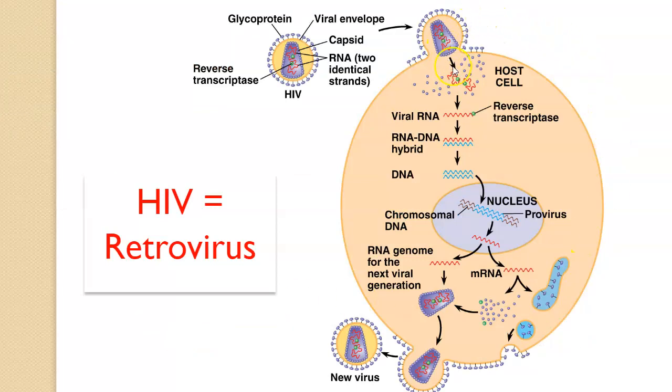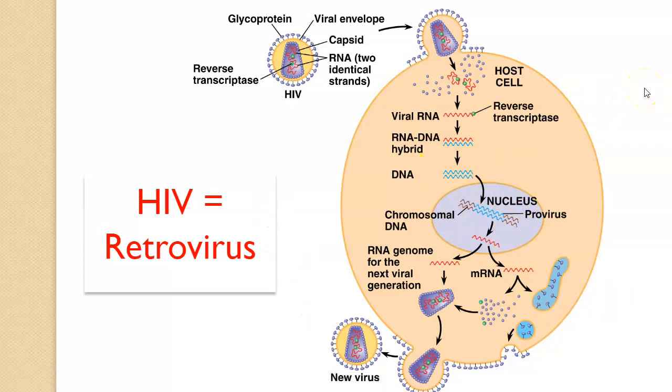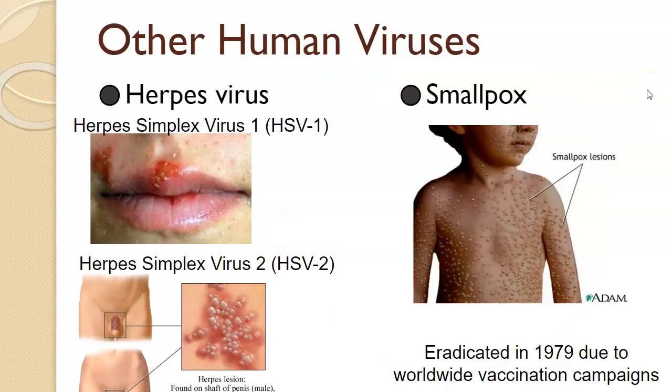So here you can see that when it infects a cell, we have the viral RNA, and then that reverse transcription process takes place to make DNA. And then that DNA can go into the nucleus and do its thing to eventually make more virus molecules. It's kind of like just an extra step that the retrovirus needs to do. Other viruses include herpes, smallpox, and so on.